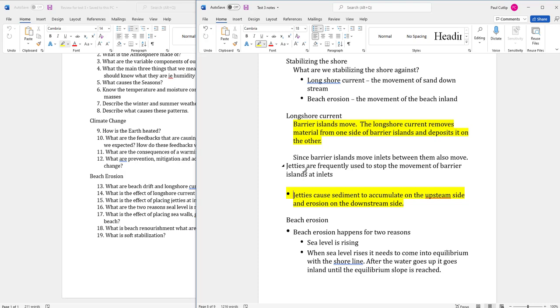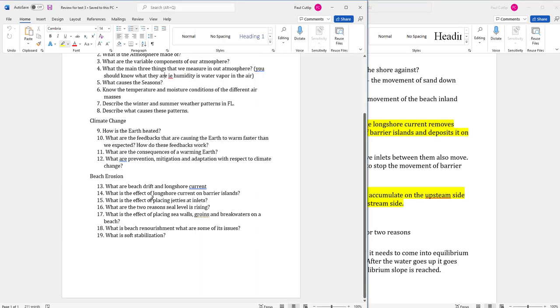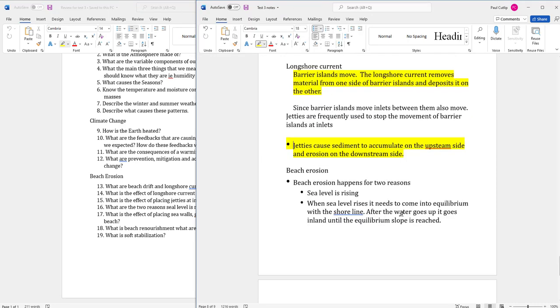And so you want to be really, really careful what you do on the downstream side, right? You don't want to build condos too close to the water with seawalls. You don't want to do that. You want to give that beach space to kind of move around a bit and settle into that new regime with less sand. Okay, so there we go. Jetties. What are 2 reasons sea level is rising? Here we go.